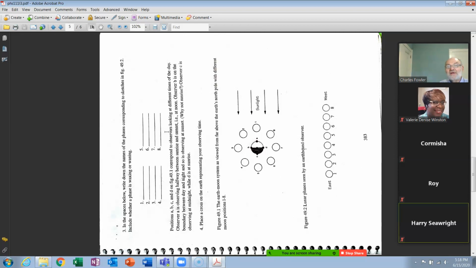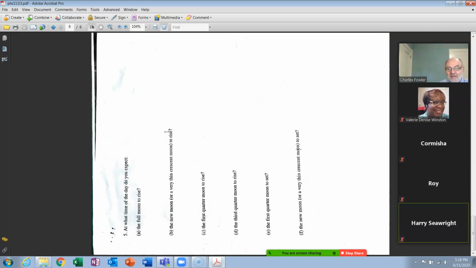Let's move to, sadly, the last page. Okay. Here it is. It should be 384, but I must have cut that off the bottom. At what time of day would you expect the full moon to rise? Now here is where, again, we picture the sun over here, and if it's a full moon, that means the moon's over here.